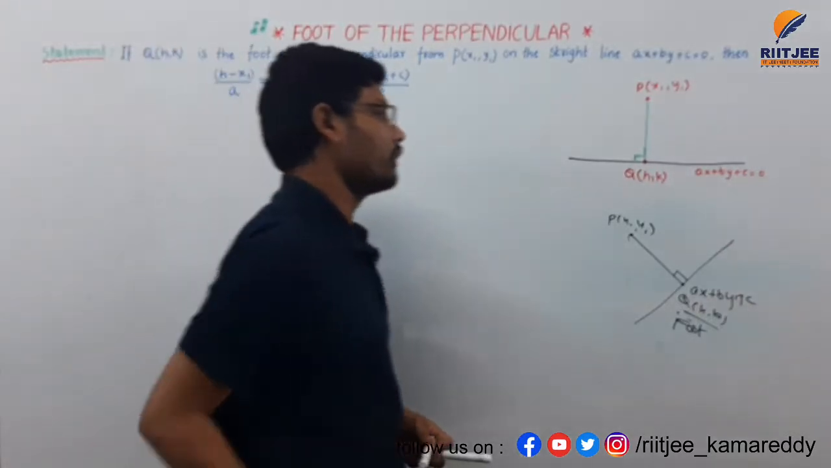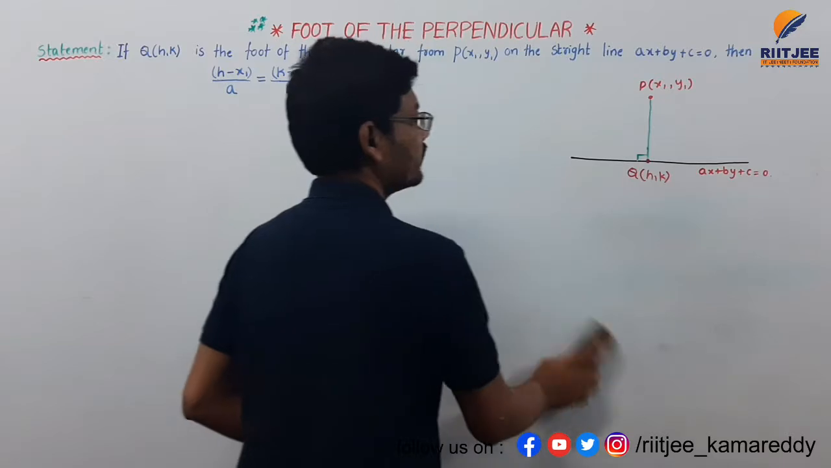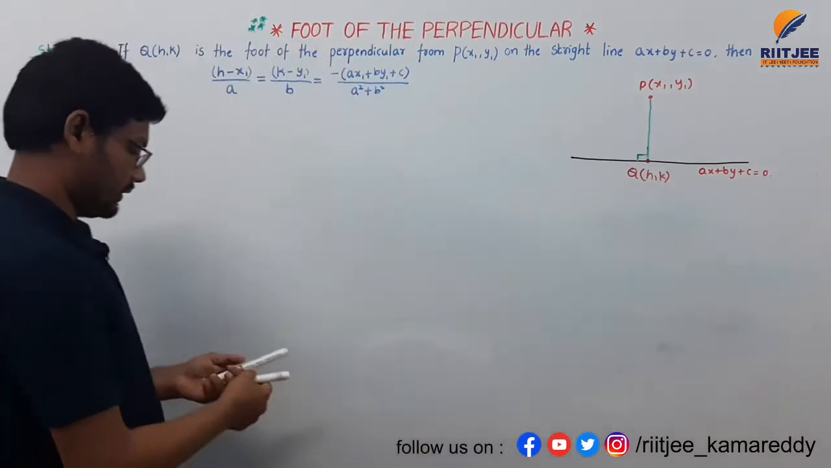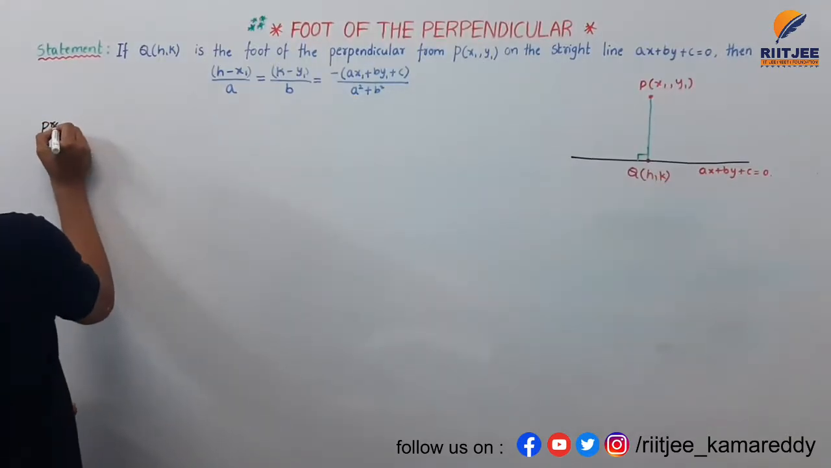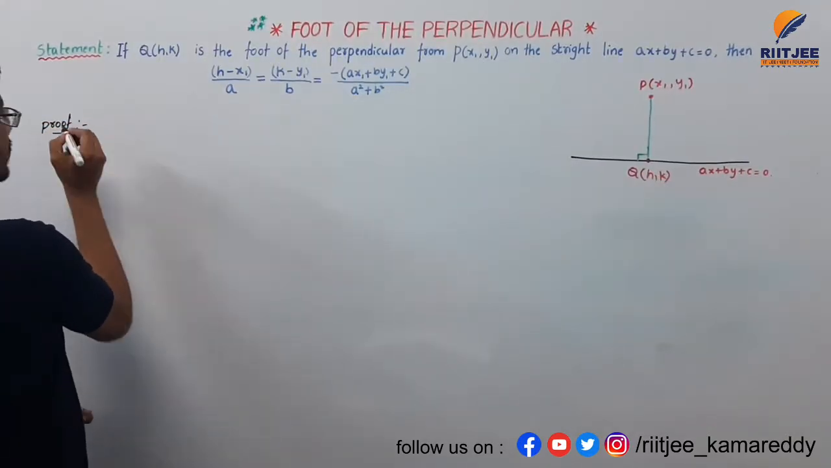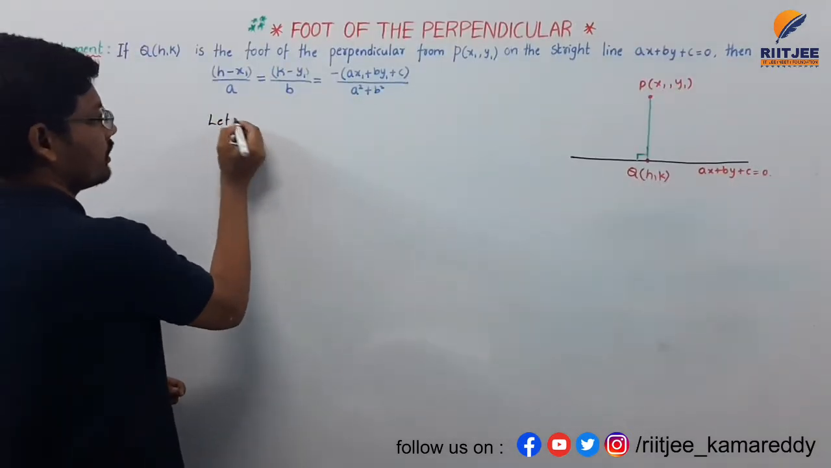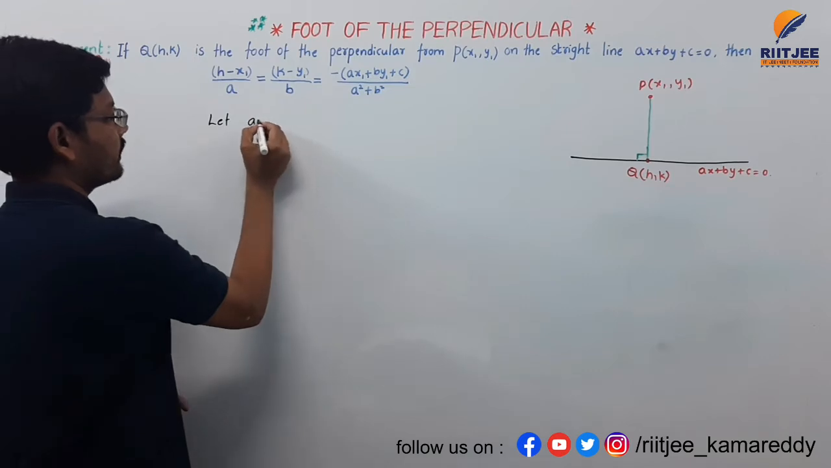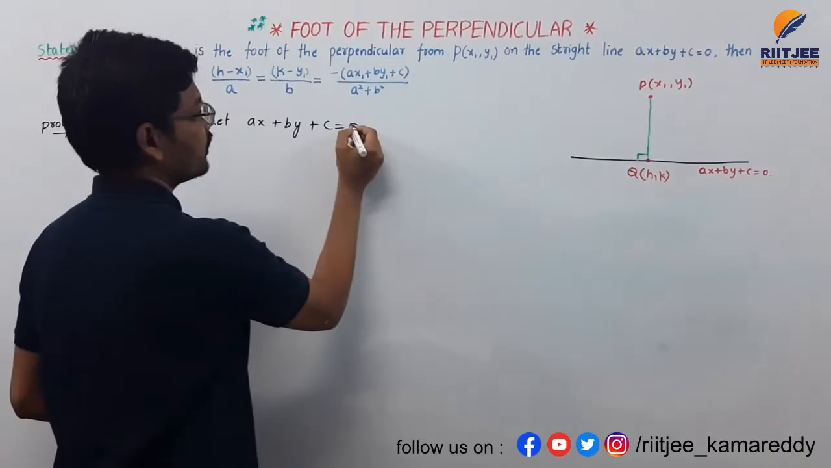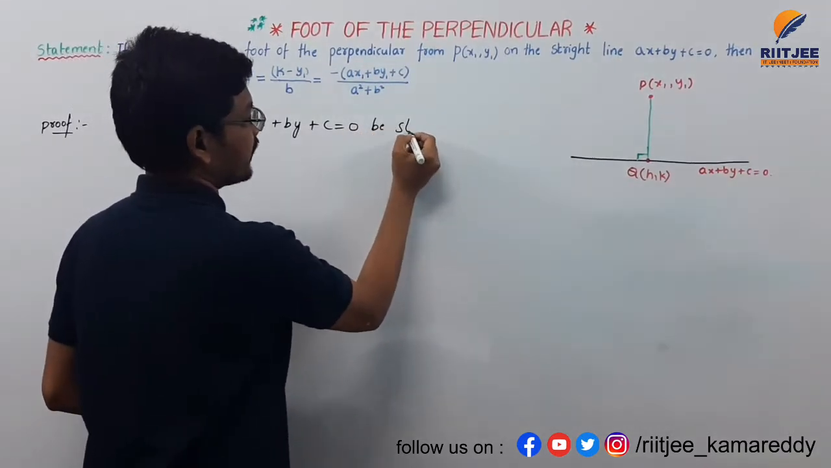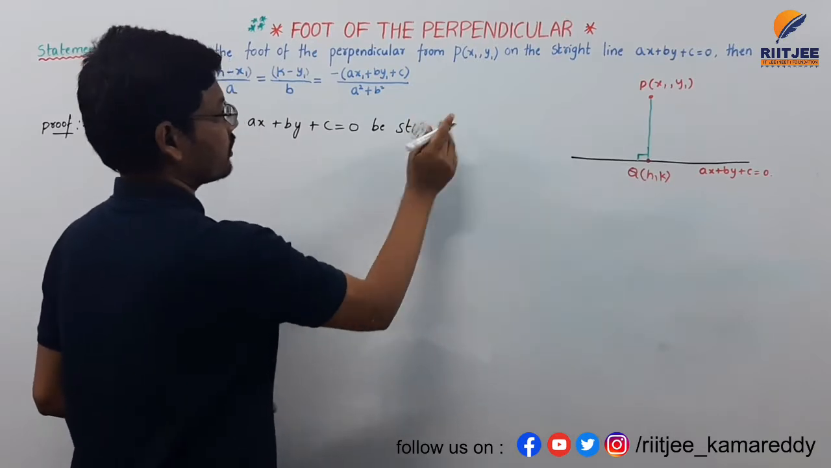And next, if you go through the concept and proof for this one here, let ax plus by plus c equal to 0 be a straight line equation.